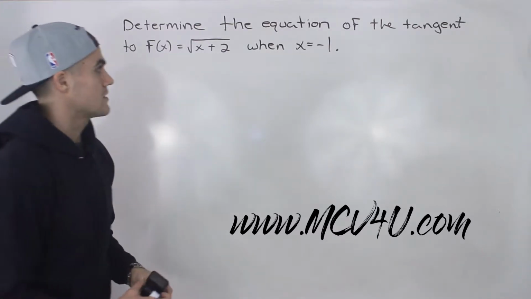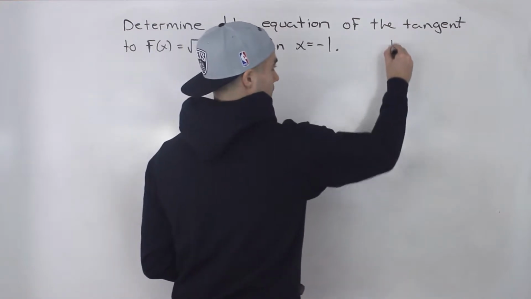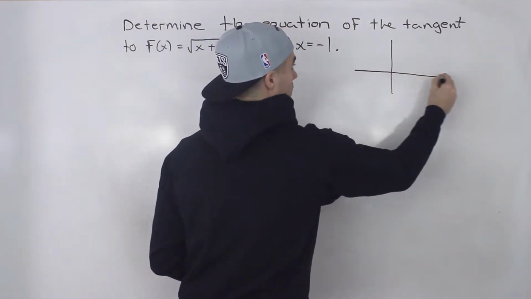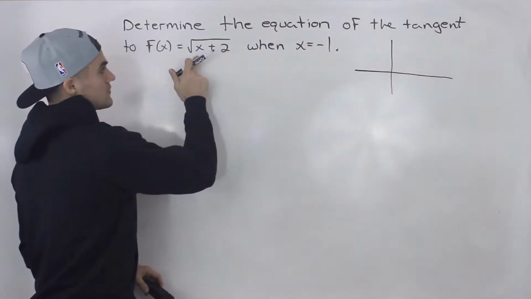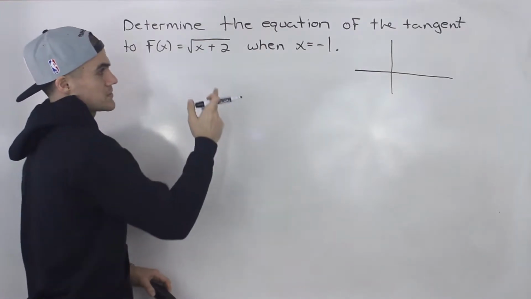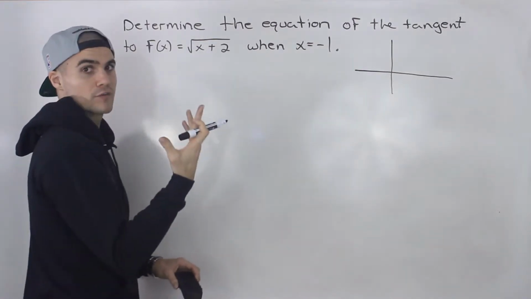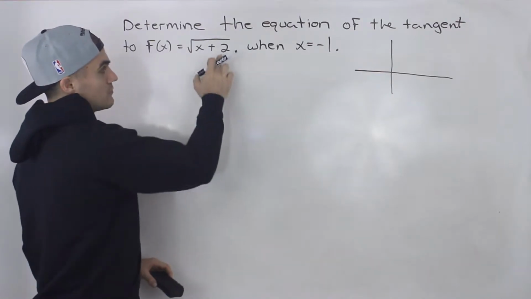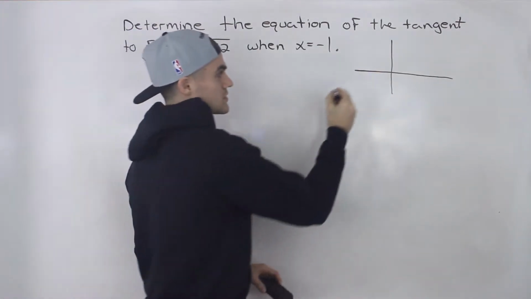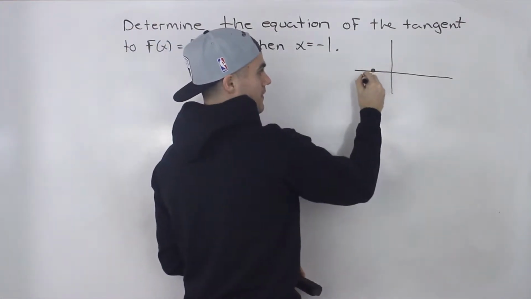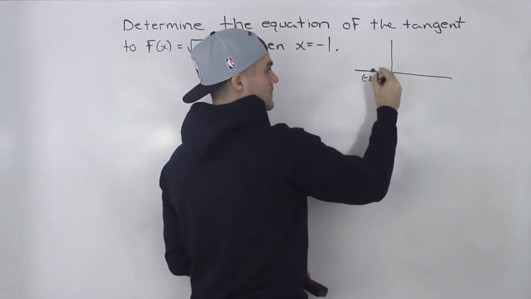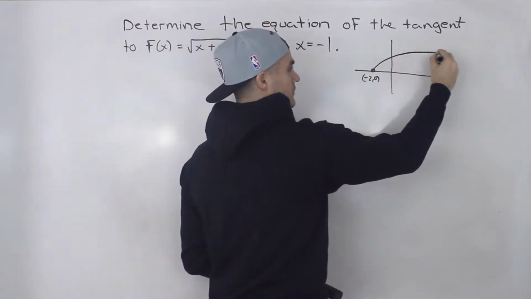So before getting into the math, let's show what's going on in a diagram quickly. If we graph this function, square root of x plus 2, that's like the parent function square root of x shifted by 2 to the left. So it's going to start here at -2 and 0, and it's going to look something like that.